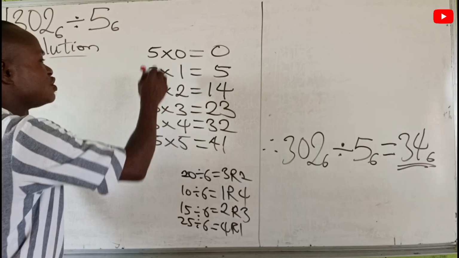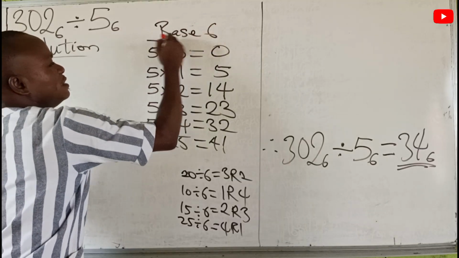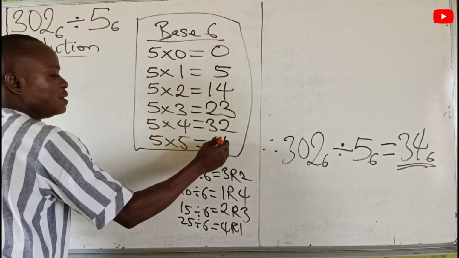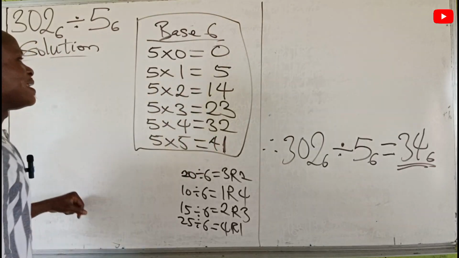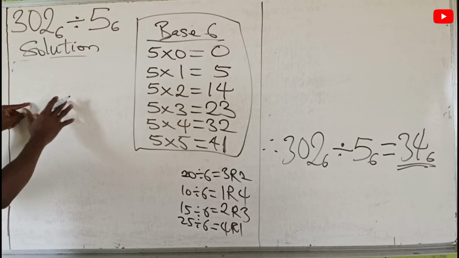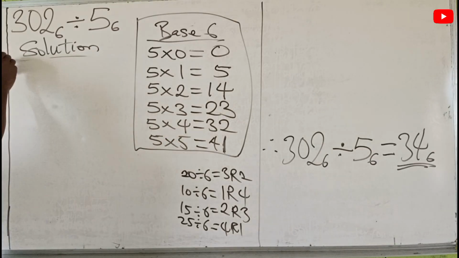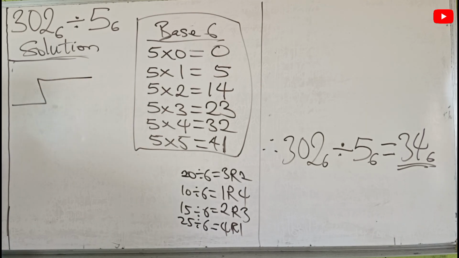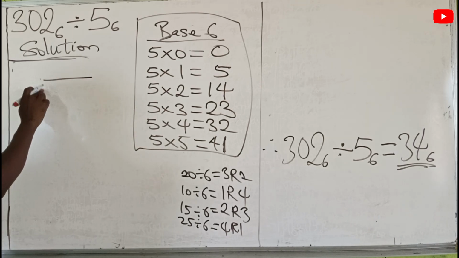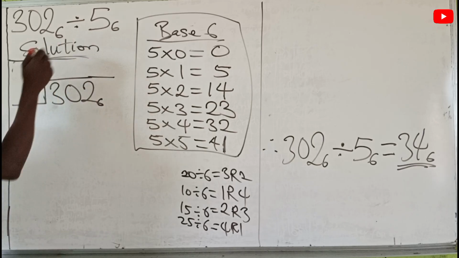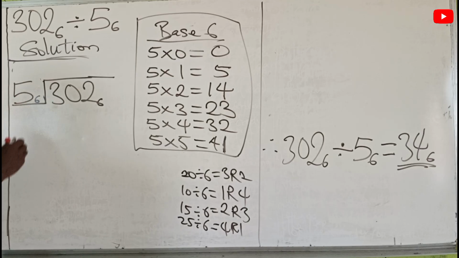So this is multiplication in base 6. These answers are only correct when you are using base 6. Now that we understand multiplication of 5 in base 6, we can go to the original question. Let's see how we divide directly, using the long division method. So we have 302 here, to be divided by 5, all in base 6.